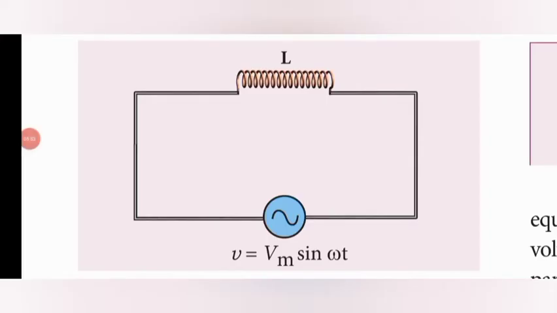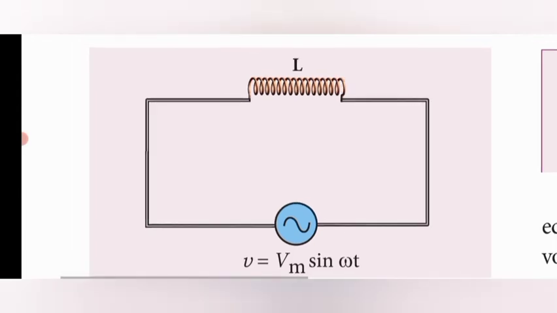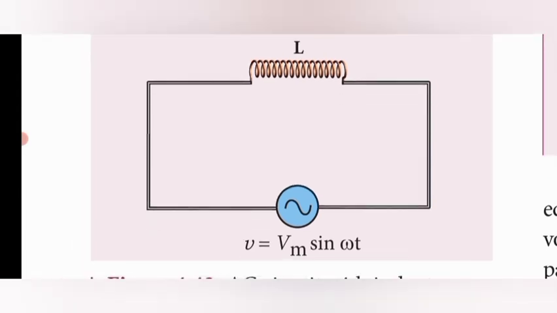So let us consider a pure inductor of inductance L. The inductor is a device that produces the inductance L, and it is connected across an alternating voltage. This is given by the equation V is equal to Vm sin omega t. Let's see the derivation here, find out the current value, and also see the phasor diagram.